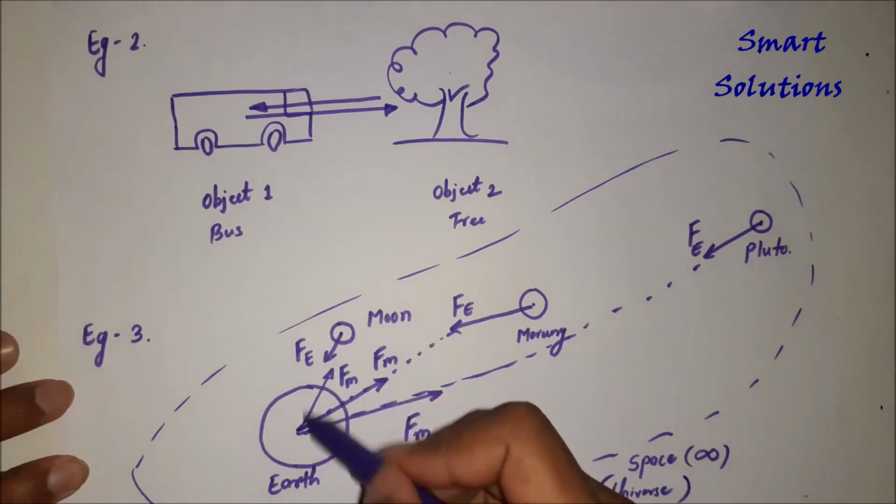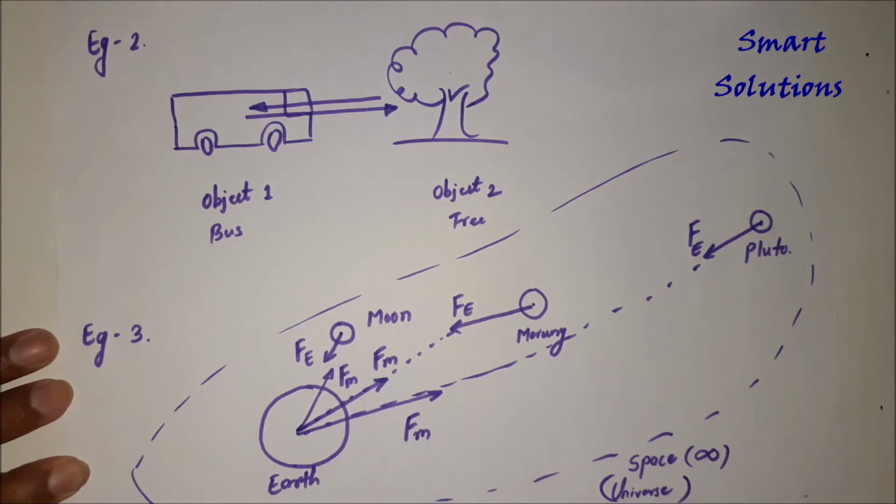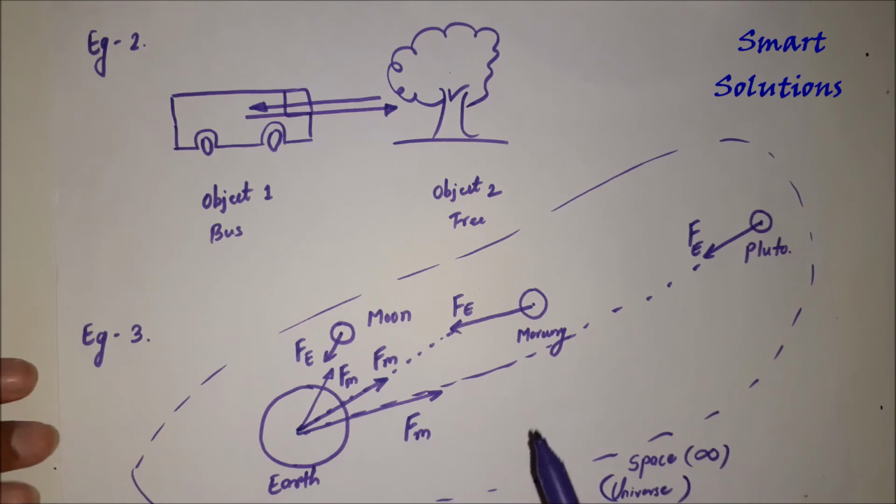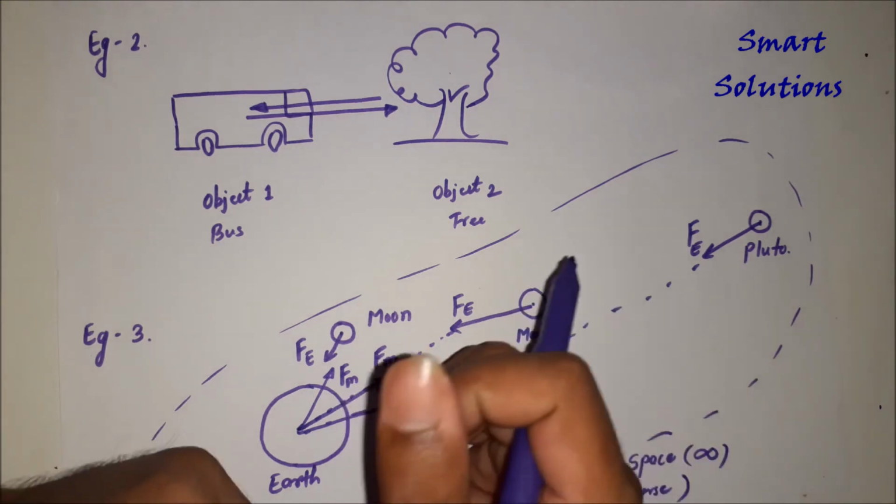So any two objects in the universe try to attract each other, and this force of attraction depends upon what? Upon its mass. The more mass an object has, the more force it will apply on the next object. So what is understood from here is that every two objects have a force of attraction between them. That is, each one will try to pull the other towards itself.